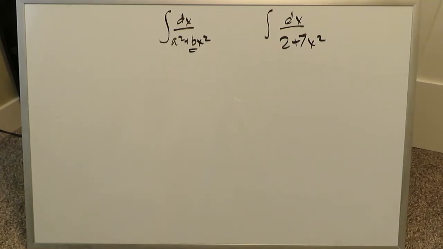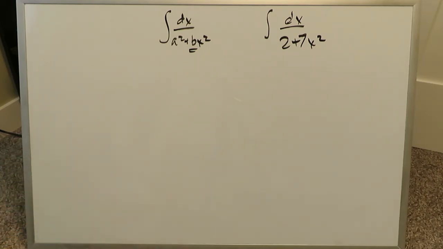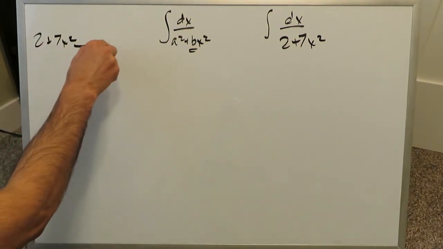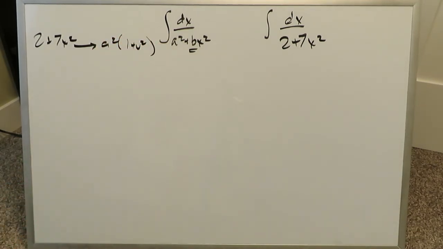So let's look at this question over here. We have the integral dx divided by 2 plus 7x squared. Again, it's in the form a squared plus bx squared. The b value, 7 over here, creates the issues for us. Look at this denominator, 2 plus 7x squared, and try to convert it into a squared times 1 plus u squared format. And we have to think and work backwards.